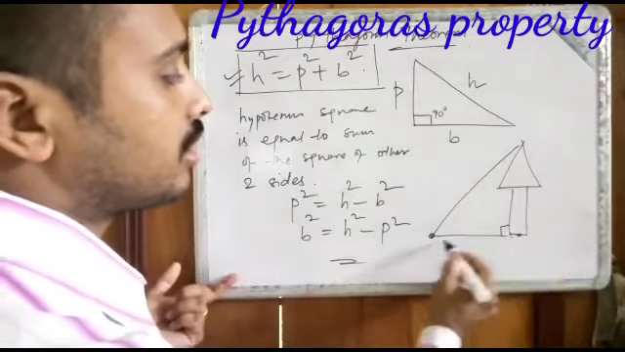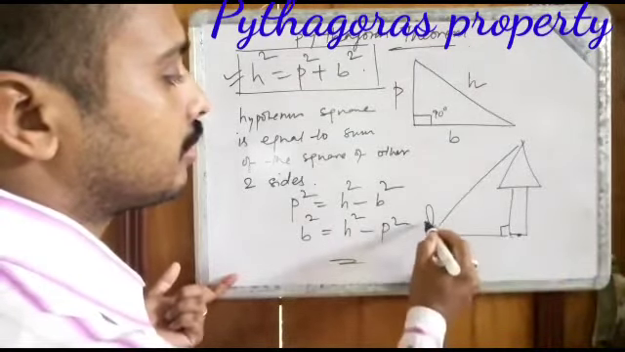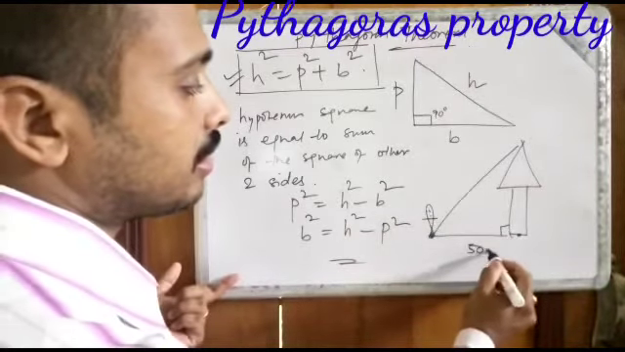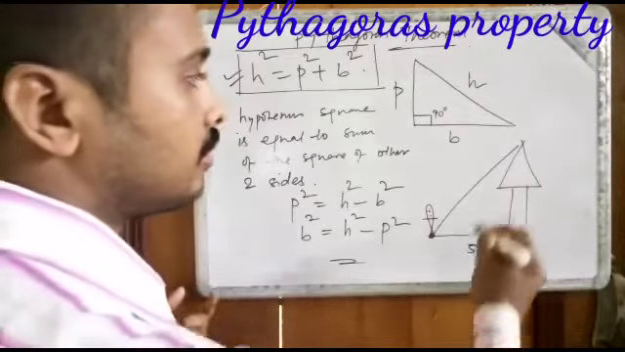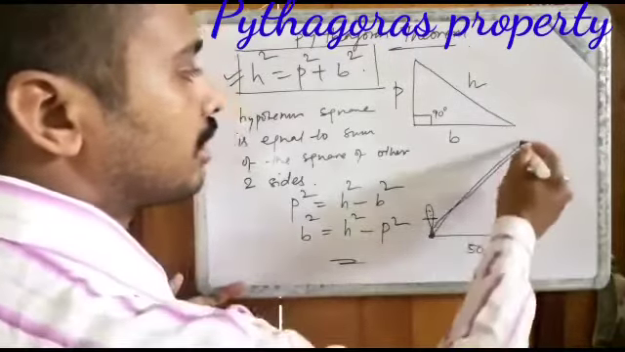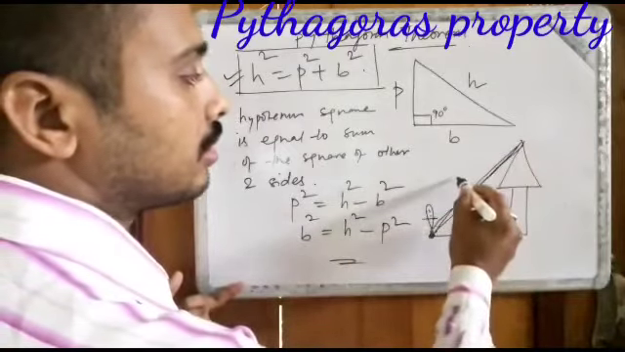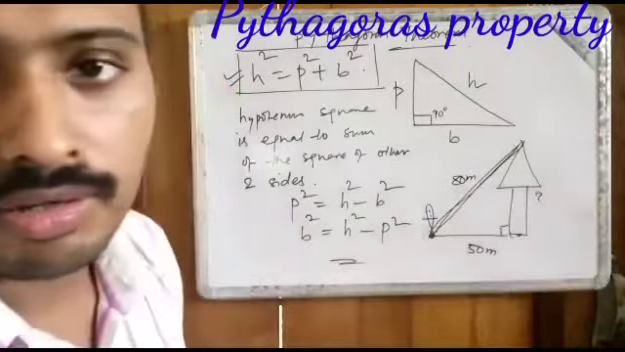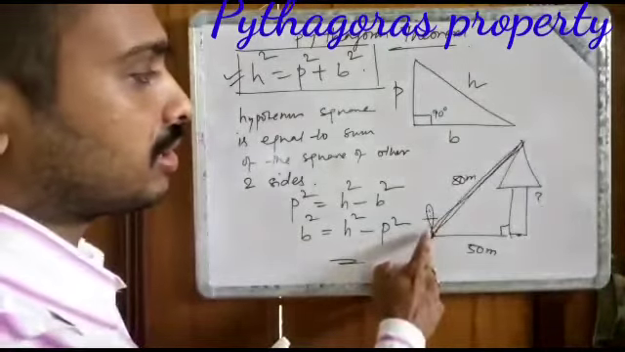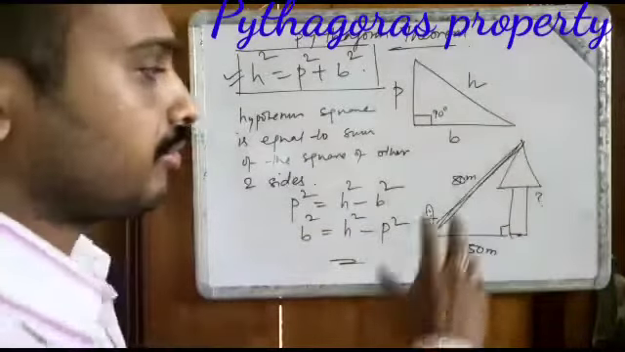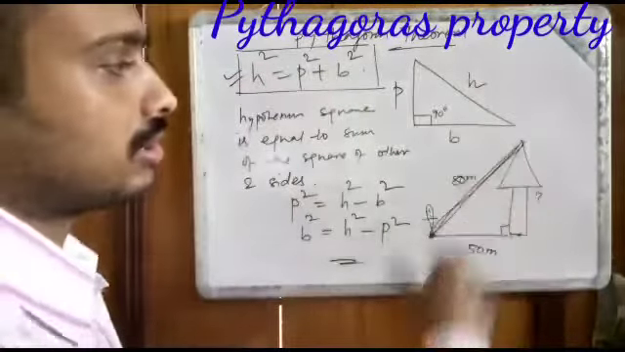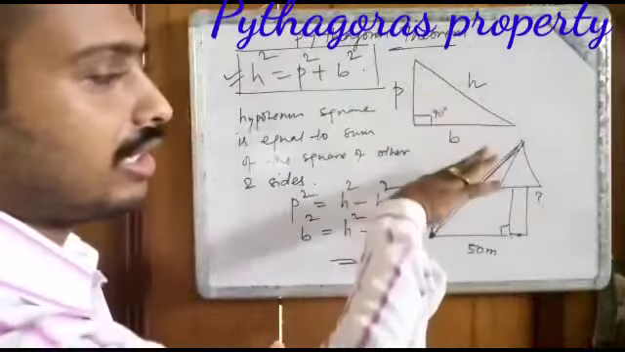Suppose the distance between the tree and the person standing here is 50 meter, and this distance, suppose I know, it's 80 meter. I can easily find the height of the tree. Or if the height of the tree is known, I can find the distance between the person and the top of the tree. That can be found out. This is the relationship between H, P and B. Okay, these are the uses, like a ladder laying on the wall.